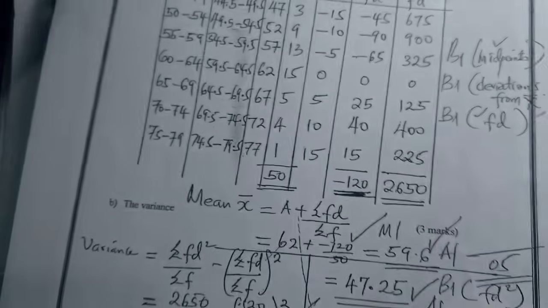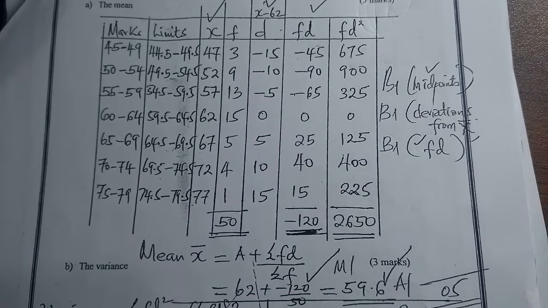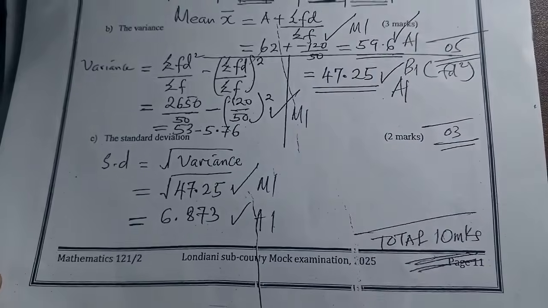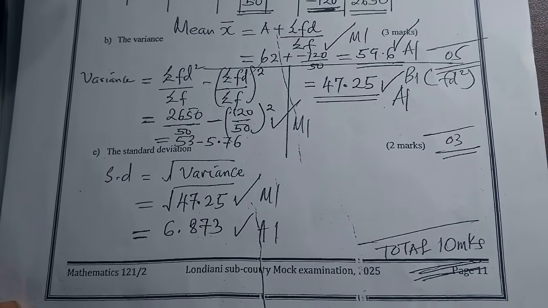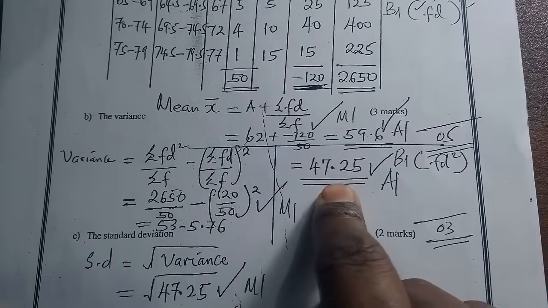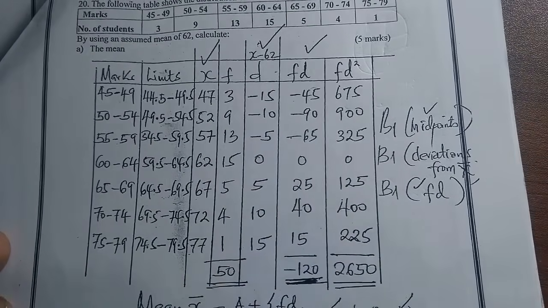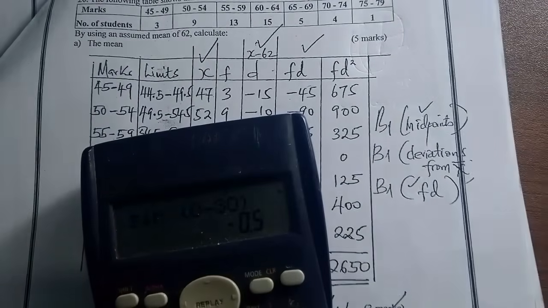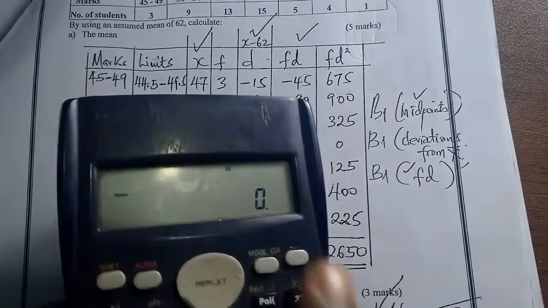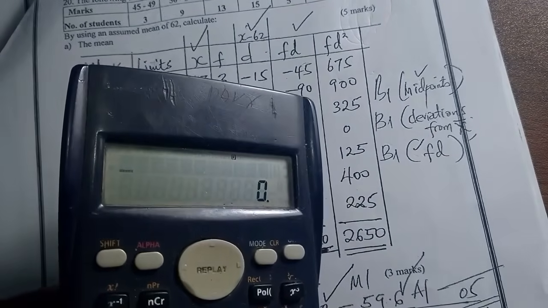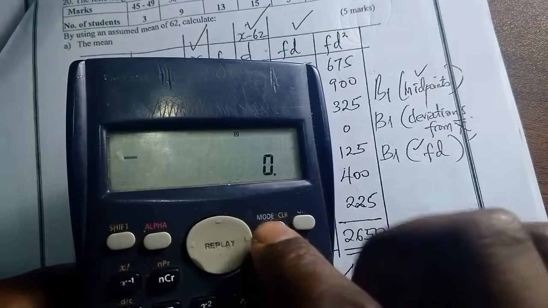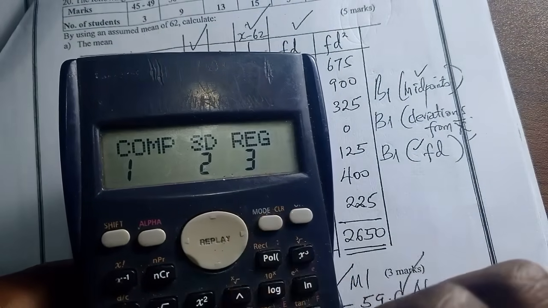But let me show you how to confirm your answer. Now that you have obtained this, you must be sure of what you are doing. Your answer is, the standard deviation is this, and the variance is this. So to be sure, I want to show you how to use the calculator and confirm your answer. First, come to your calculator, press mode, and then press 2 for SD.